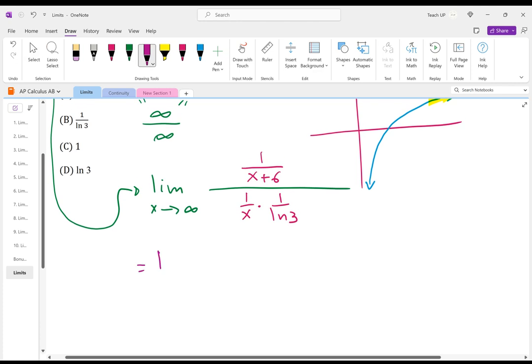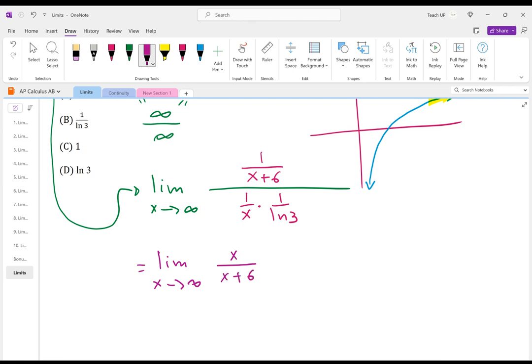This is equal to the limit as x approaches infinity of x over x plus 6 multiplied by the natural log of 3. Now, the natural log of 3 is a constant, a real number, so I'm just going to go ahead and pull it out of the limit and take a look at what else I get. The limit as x approaches infinity of x over x plus 6.